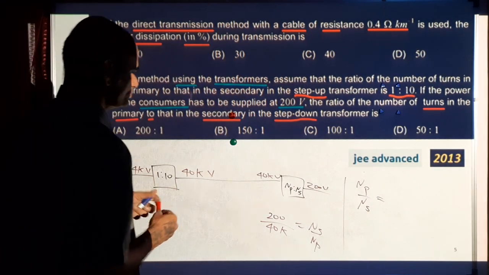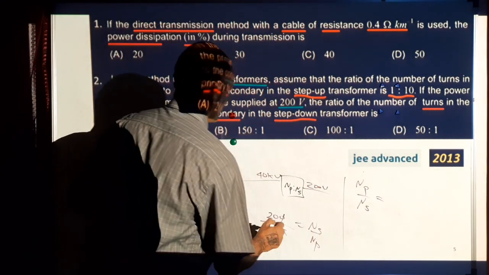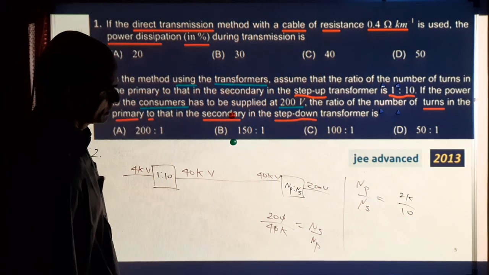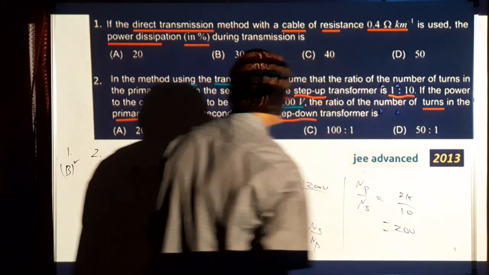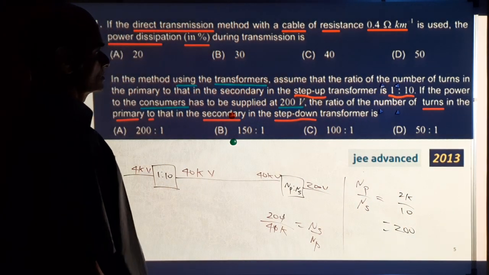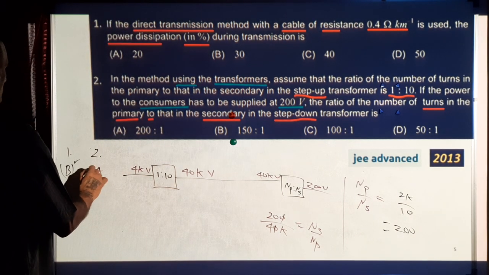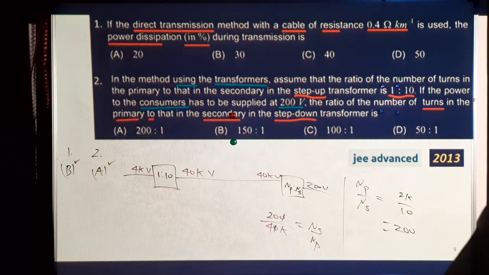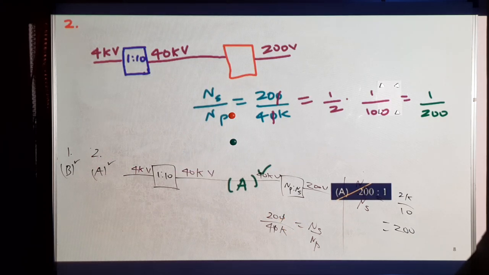So it will be 2K by 10. We can cancel a 2 here. So 2K by 10, which is 200. K by 10 is 100, K is 1000. So 200 is to 1. So option A is correct for the second question. First question, B is the correct answer. Second one, A is the correct answer.